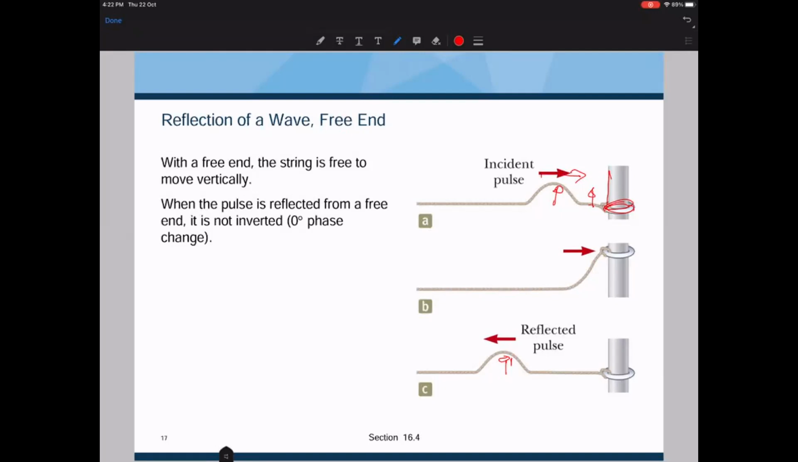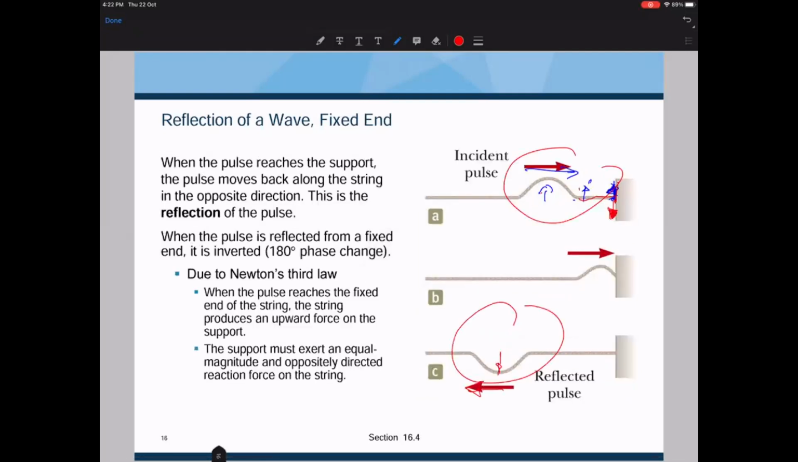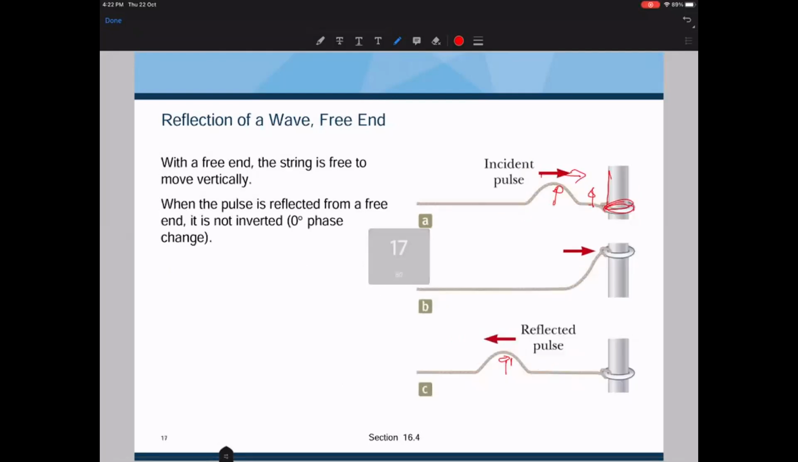So that is when you have a ring that is connected to the string and it is on a smooth pole, no vertical force could be provided to the string, unlike the case of the wall. So that is the two different situations when the wave is hitting a fixed end and a free end.